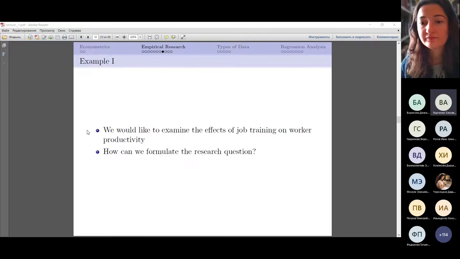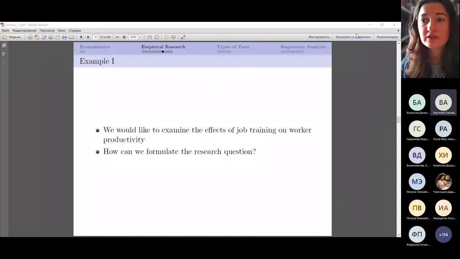Okay, this is good. You can be more specific, not only affect, but you can suggest a positive or negative relationship, for example, of this effect. Okay, now, is it true that job training increases worker productivity? Okay, Arseniy, this is really good.